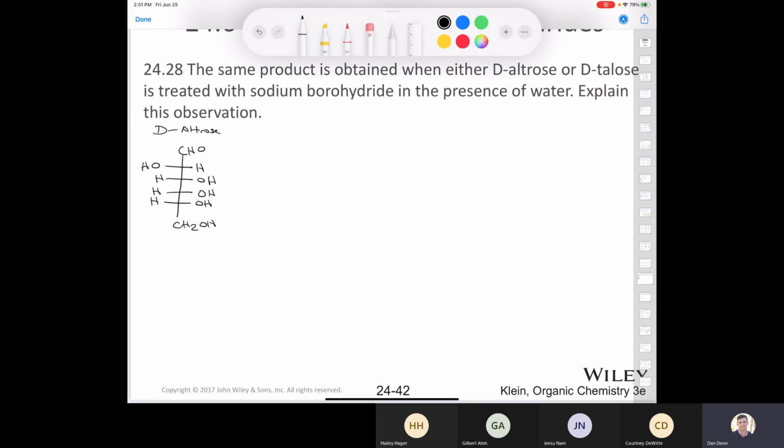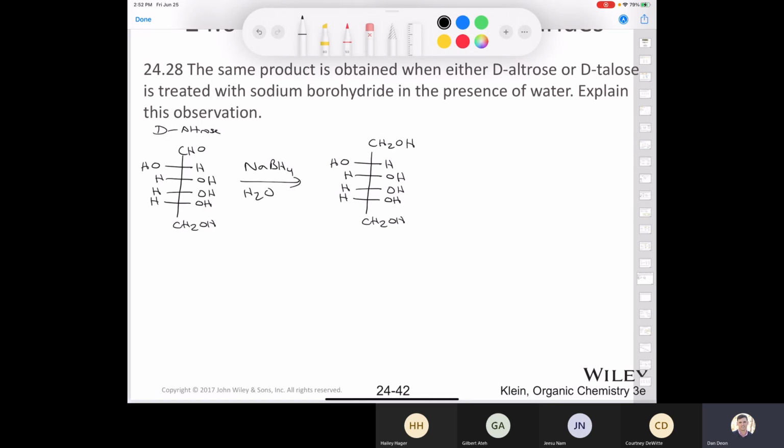And if we were to treat this with sodium borohydride, in the presence of water, what are we going to do? We're going to reduce the aldehyde. So let's copy the molecule. Okay, let's paste it over here. So then we're going to end up with this compound. So we're just going to reduce that. And then we're going to end up with CH2OH here.